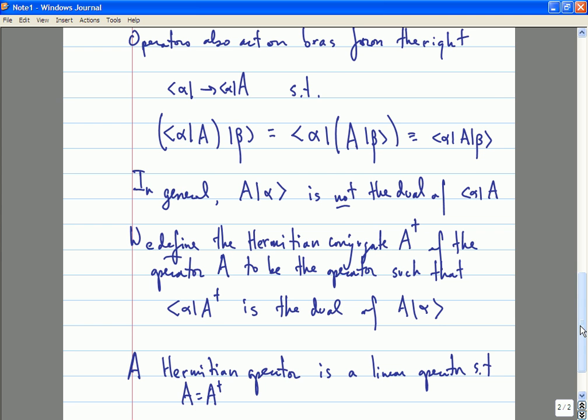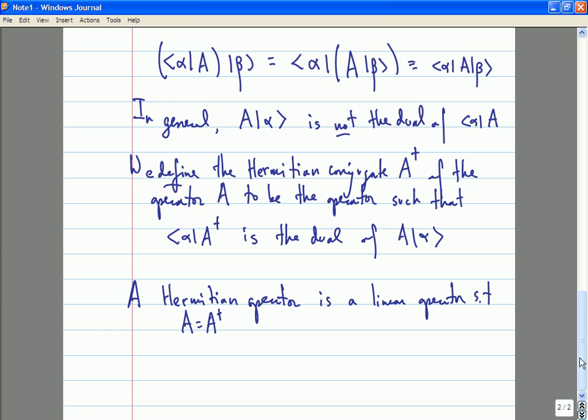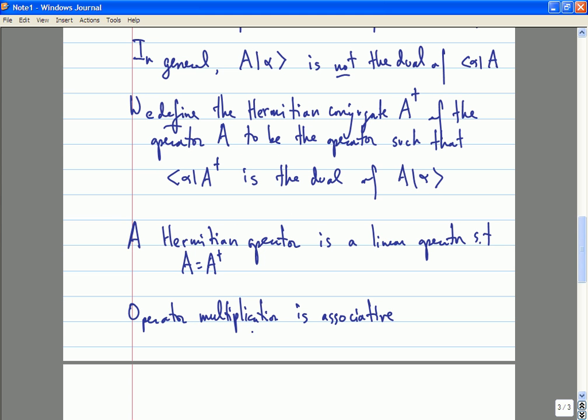Now, one of the things that we should remember about the multiplication of operators in quantum mechanics is that operator multiplication is associative, meaning that the operator A times BC is equal to the operator AB times C, but it is not commutative.